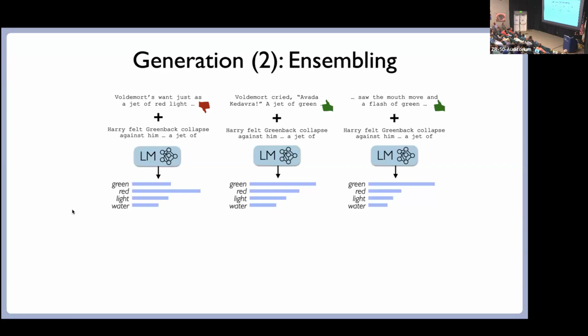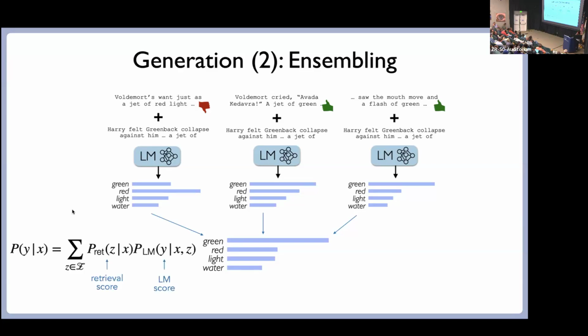An alternative way you can use is something called ensembling, and it looks like this. For every passage, we concatenate it with the input text and feed it into the language model independently. So the language model will independently output a probability distribution like that, and then we can aggregate them to make it a single probability distribution. Formally, it's a weighted average where the weights can be a score from retrieval, and the thing that we're averaging is the LM probability scores.